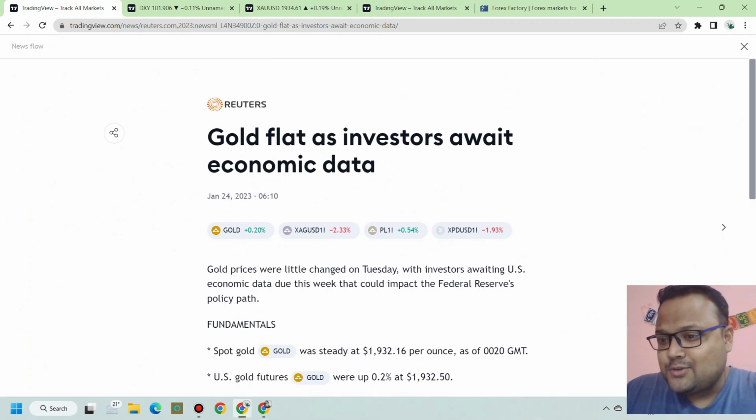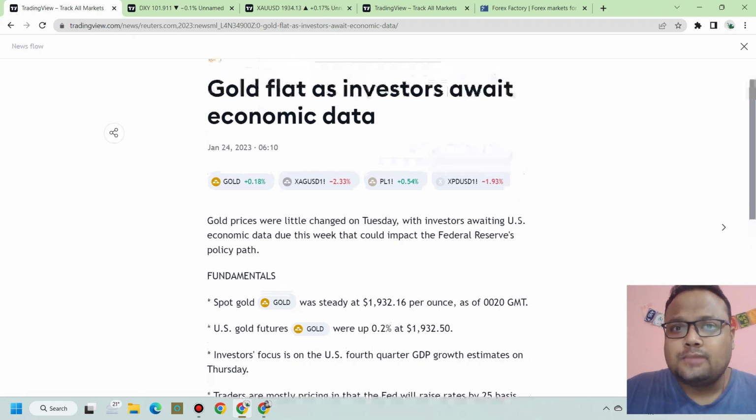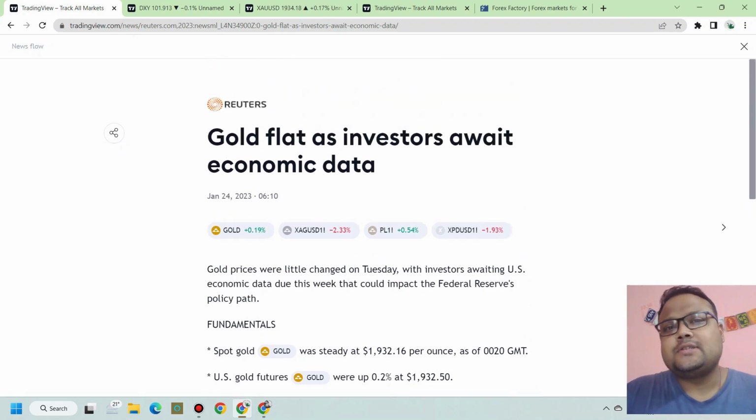First of all, let's look at the news: gold flat as investors await economic data. You can see here gold prices were little changed on Tuesday with investors awaiting US economy data due this week that could impact the Federal Reserve's policy path. So the news is also saying the same thing, that gold investors are flat. There's not much movement on the chart of gold.